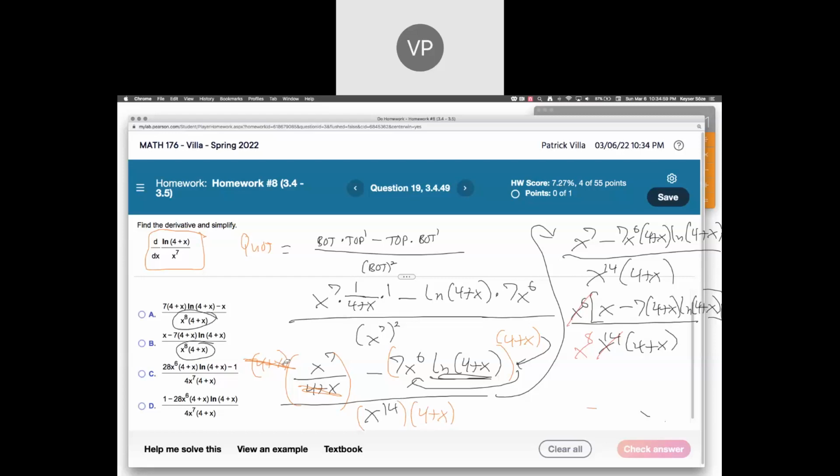So look at that bracket. We have an x minus 7, 4 plus x, natural log of 4 plus x. That's my answer right there. So, like I've said many times before, make sure you get your algebra here. Lots of algebra. That's all this is.